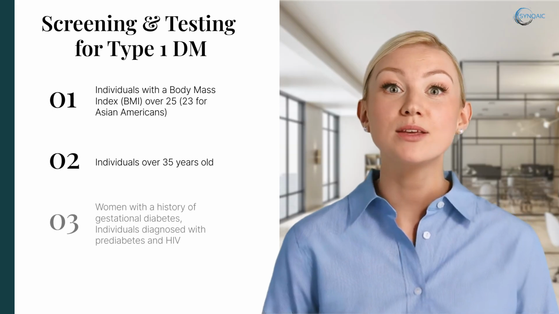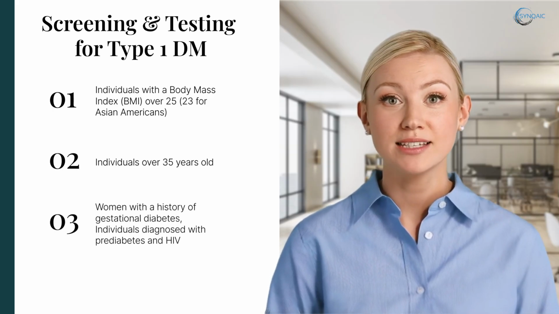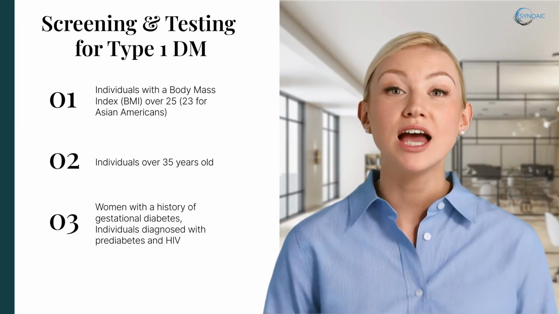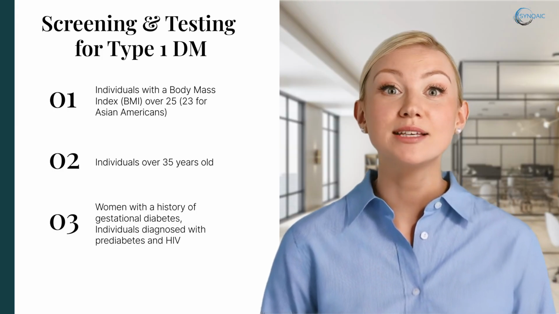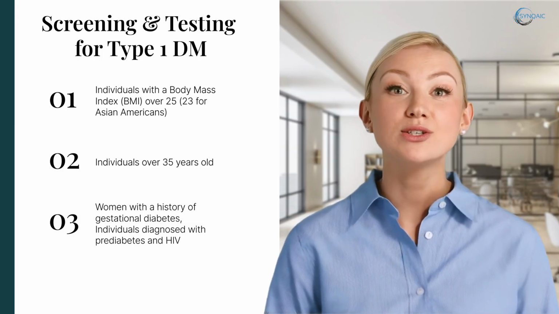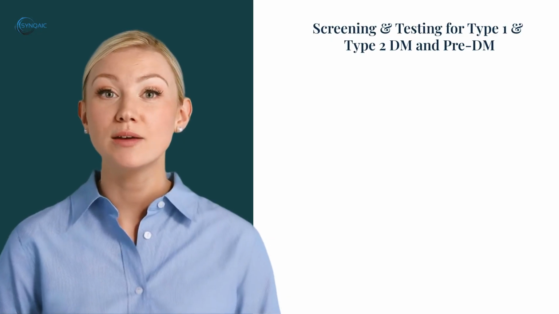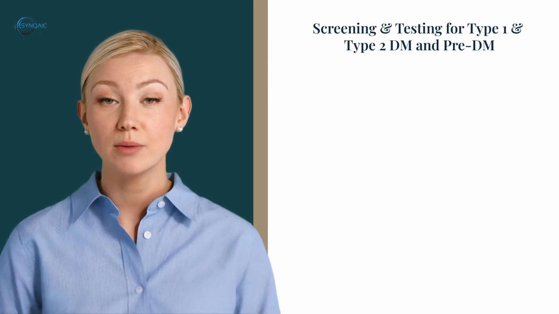Finally, women with a history of gestational diabetes should be screened for diabetes every 3 years. Individuals diagnosed with prediabetes should be tested annually. Individuals with HIV should undergo diabetes testing. Healthcare providers diagnose diabetes by checking your glucose level in a blood test.